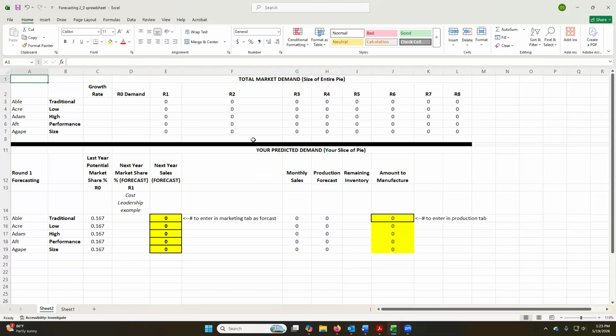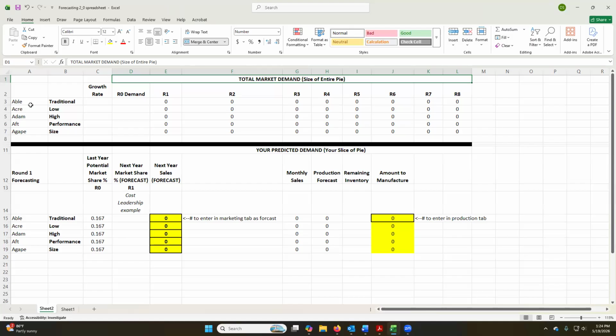I use Excel because that's what I'm most comfortable with, but feel free to also use Google Sheets. The top half of the document, I am going to be doing the math to figure out what the actual market size is, the total demand, all products purchased in the given rounds looking into the future in the simulation. So at the top, I wrote total market demand. This is the size of the entire pie. The bottom half, we're going to be talking about how big our own slice of the pie is.